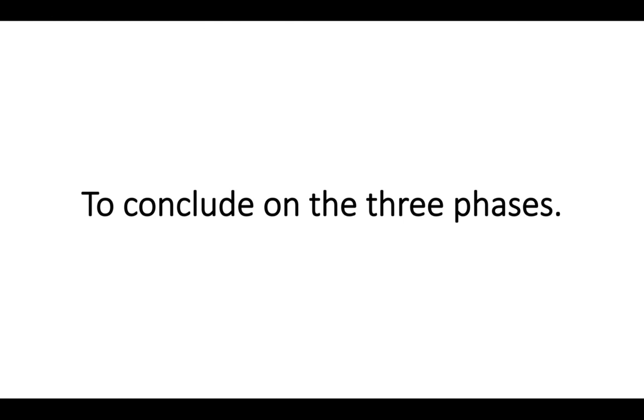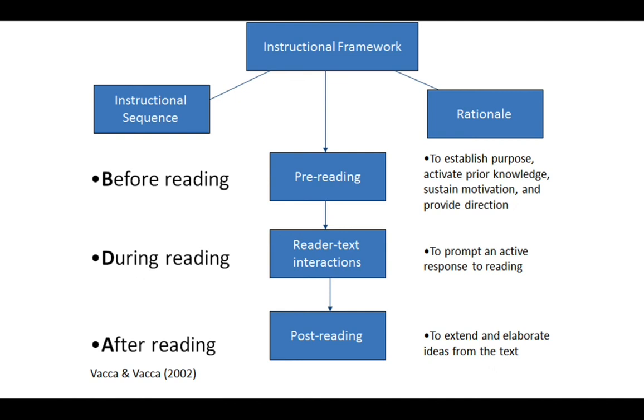Now, to conclude on the three phases, we need to think about this. So the before reading, or the pre-reading, is done. Why? The rationale is to establish purpose, activate prior knowledge, prepare knowledge, sustain motivation, and provide direction. Right? During reading, while reading, to prompt an active response to the readings, like they have to be actively engaged in the reading. As they read, they might have some questions that they need to fill or complete as they reflect, like they really need to be engaged.